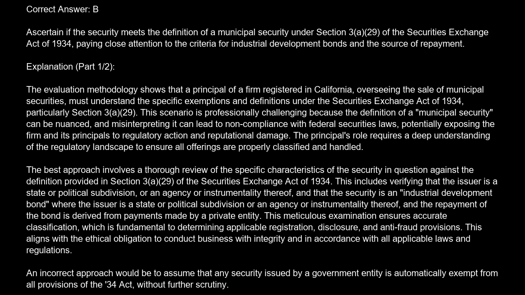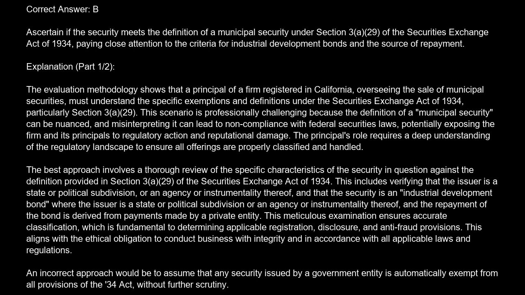Explanation. The evaluation methodology shows that a principal of a firm registered in California overseeing the sale of municipal securities must understand the specific exemptions and definitions under the Securities Exchange Act of 1934, particularly Section 3(a)(29). This scenario is professionally challenging because the definition of a municipal security can be nuanced, and misinterpreting it can lead to non-compliance with federal securities laws, potentially exposing the firm and its principals to regulatory action and reputational damage. The principal's role requires a deep understanding of the regulatory landscape to ensure all offerings are properly classified and handled.